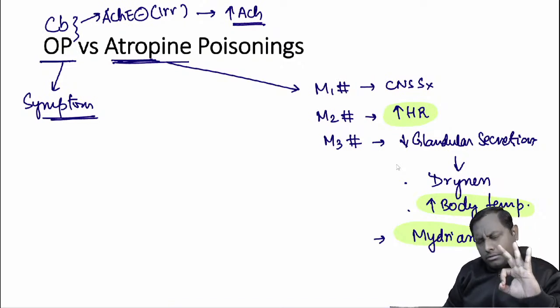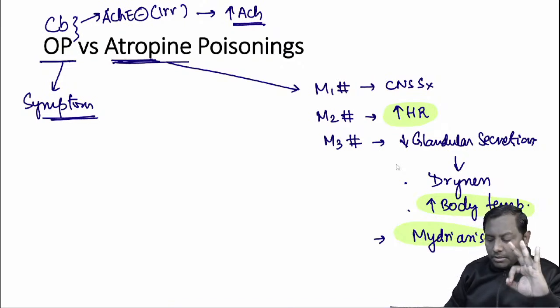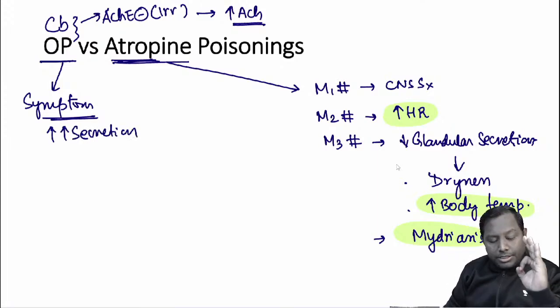Again, if I just simplify this with the simple 3 symptoms, one of which will be secretion. So there will be excessive secretion because more and more cholinergic symptoms will be there. Secretion will be definitely high, right? What happened to the heart rate? The heart rate will be lesser.